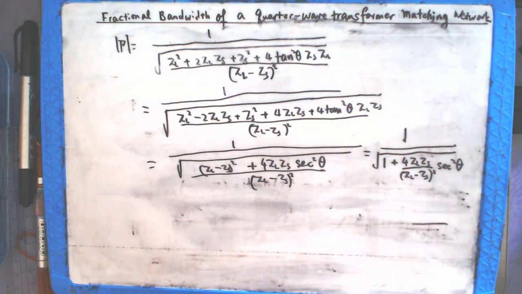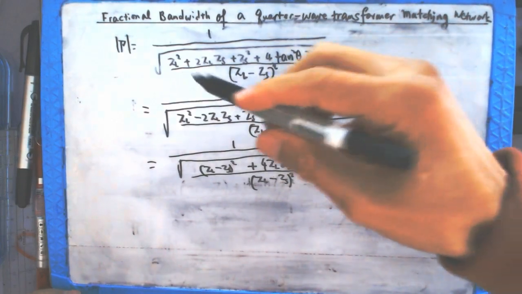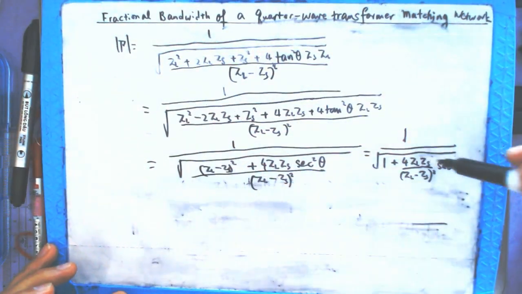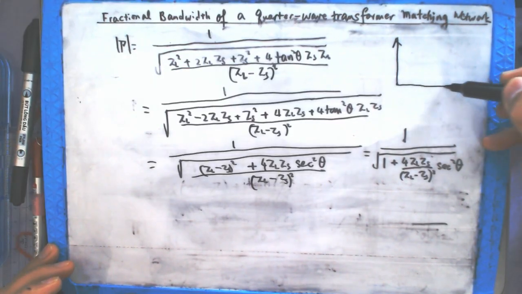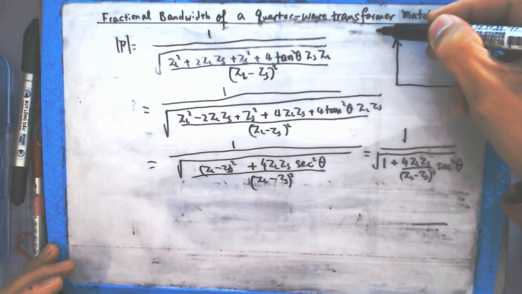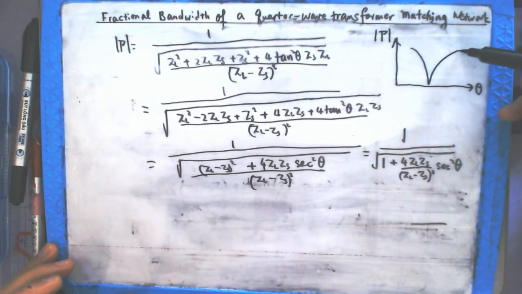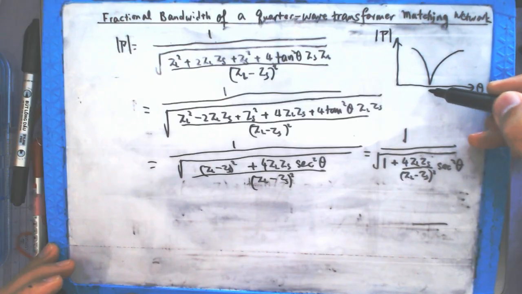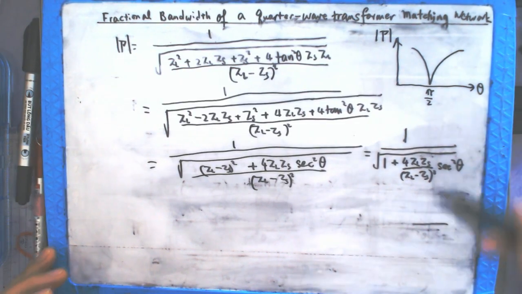I will tell you what happens if we plot this graph, plot the magnitude of refraction coefficient against theta. You will get something like this. And here is pi over 2. Exactly pi over 2.